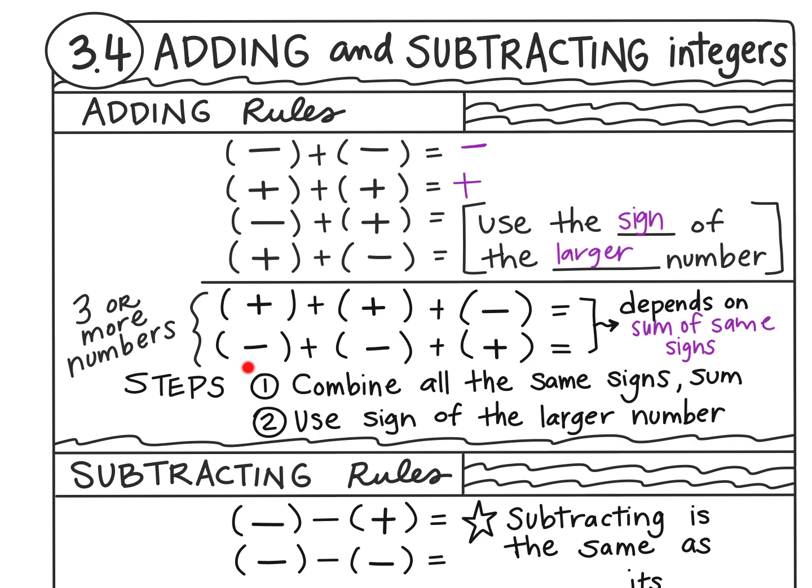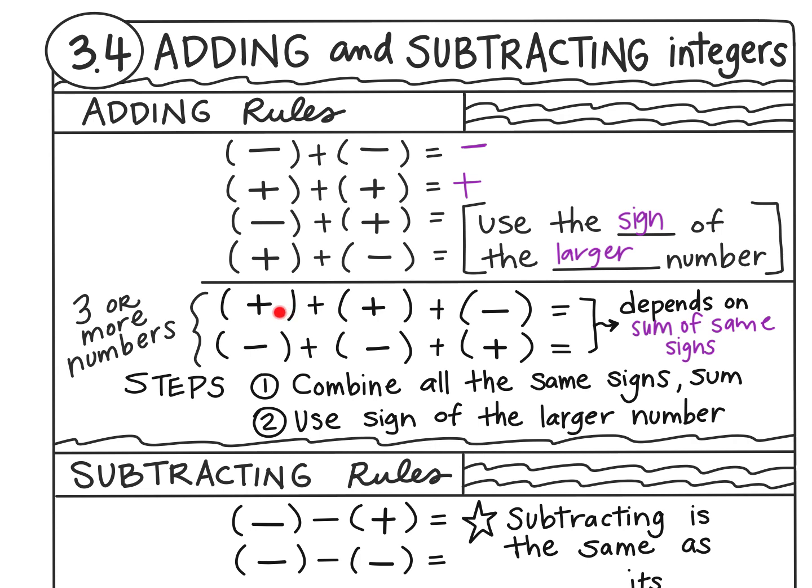If I had two negatives, I would add those first, and if this sum is larger than my one positive, then my answer is going to be negative. Okay? Wait, can you say that again? Yep. So if I have 3 or more numbers, I'm going to add together what I have the most of. So if I have more positives, I'm going to add all my positives together. In this case, I have 2 positives, so I add these together.